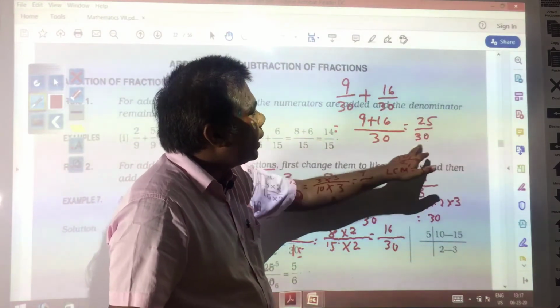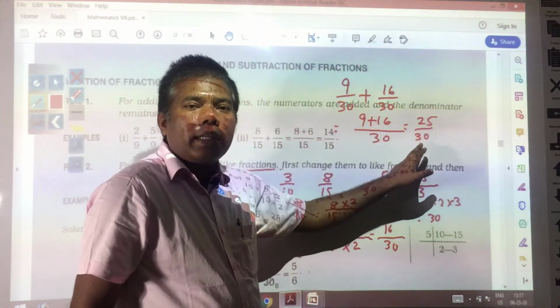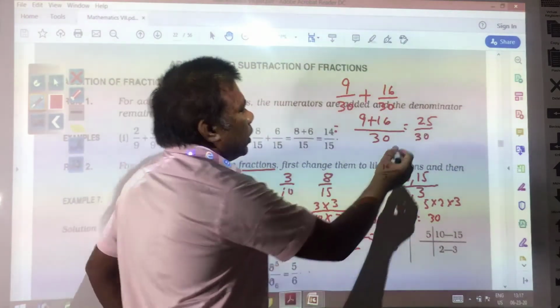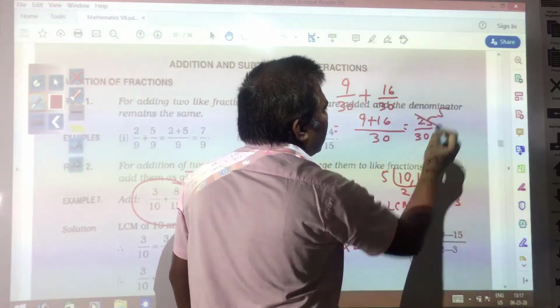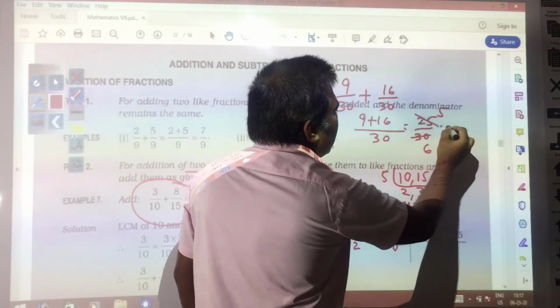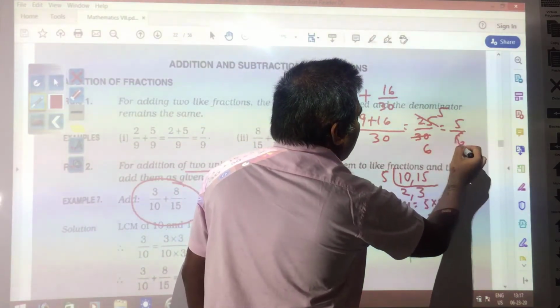just write it in standard form. For writing the standard form, you need to cancel. 5 fives are 25 and 5 sixes are 30. So your answer will be 5 by 6.